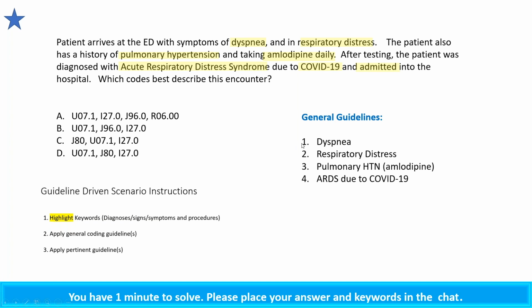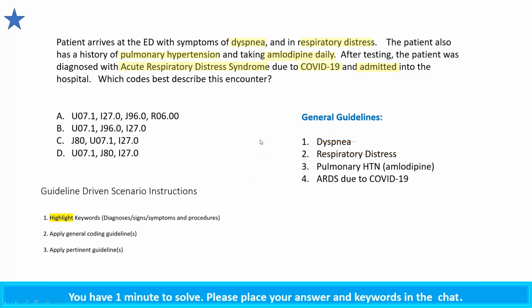What we're going to do is take a look at dyspnea, respiratory distress, pulmonary hypertension, and ARDS due to COVID-19. The first thing we can do is eliminate signs and symptoms. We have dyspnea. It is related to acute respiratory distress syndrome due to COVID-19. Respiratory distress is also related to acute respiratory distress syndrome due to COVID-19. So we're going to get rid of those two. And we're left with pulmonary hypertension and ARDS due to COVID-19.